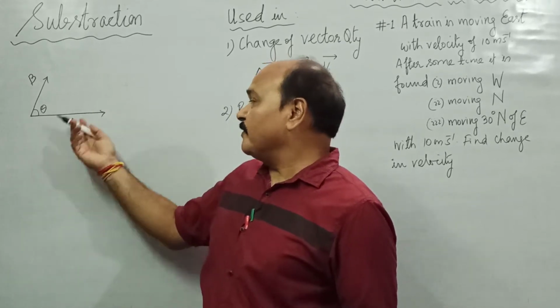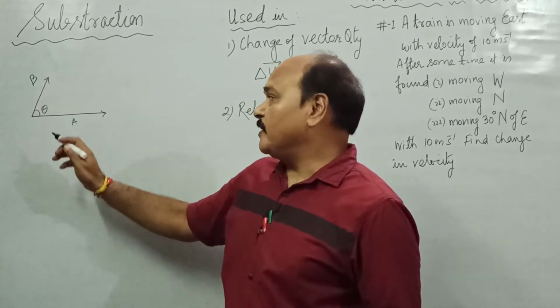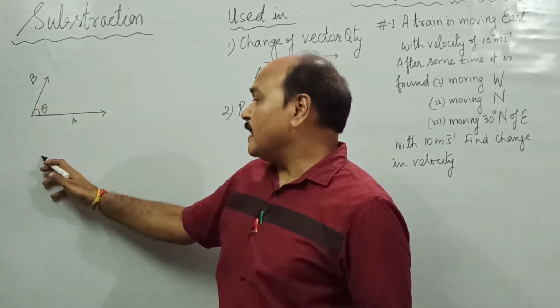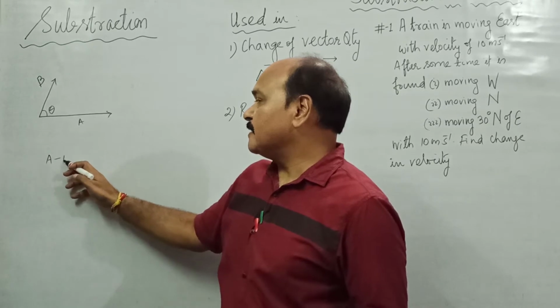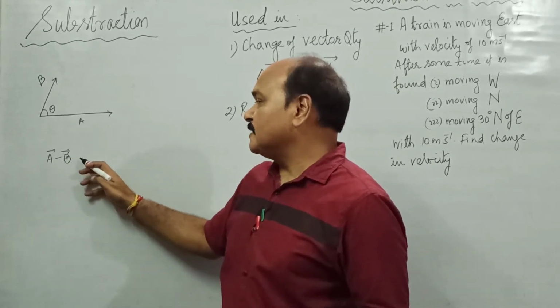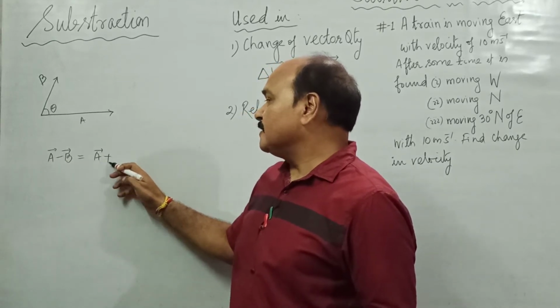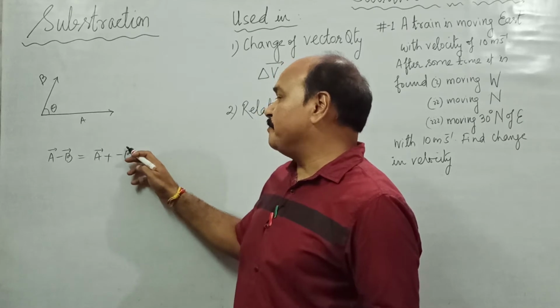Well, what are we going to do? We are not going to find out A plus B. We are going to find out right now A minus B. So what is this A minus B? A vector minus B vector is nothing but the sum of vector A with the negative of vector B.